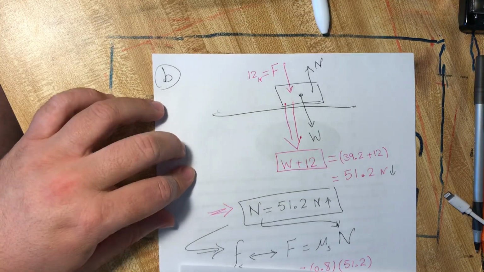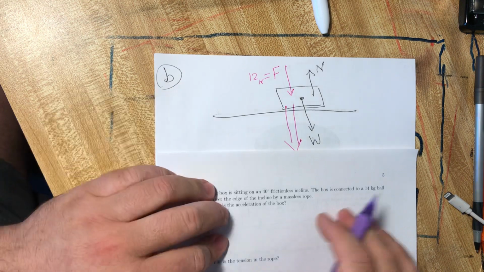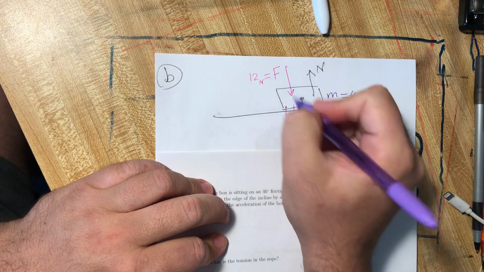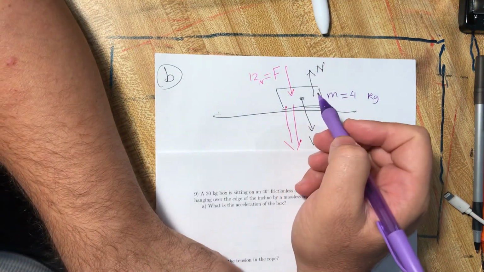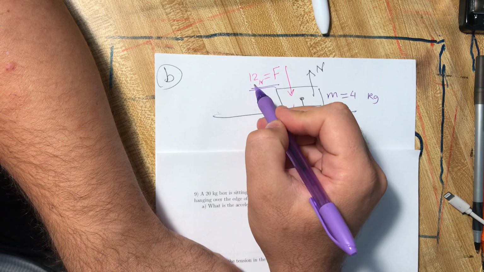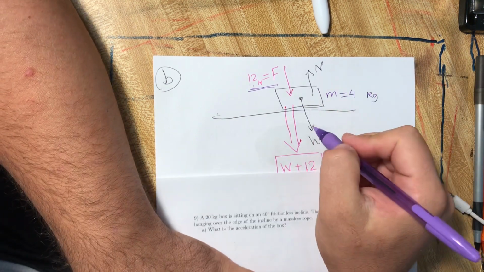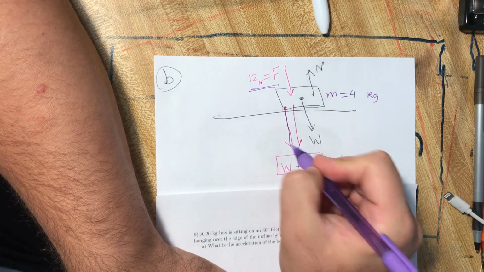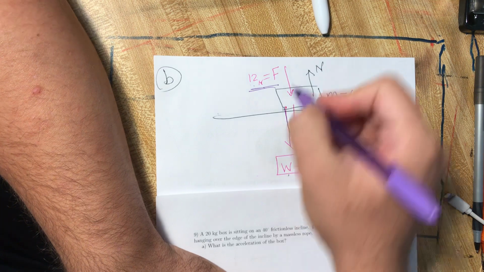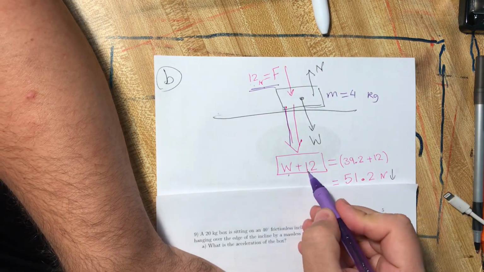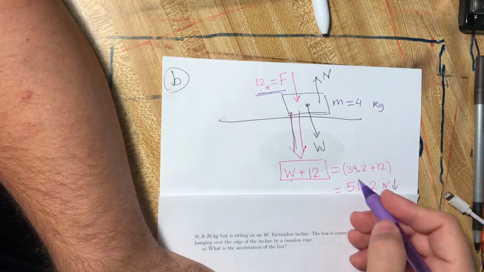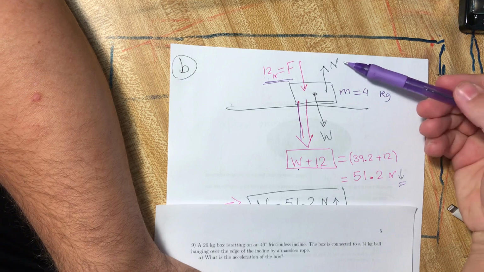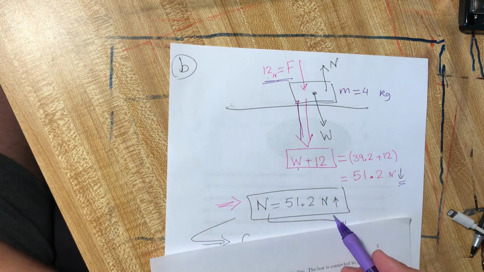Okay, part B. What if we have the mass, which is 4 kilograms, and we also apply over it another force, which is 12 newtons. In this case, we have the weight, and we have the total force downward, which is the weight plus this applied force, 12. Altogether they are 51.2 newtons downward. In this case, the normal force is the same value but upward.